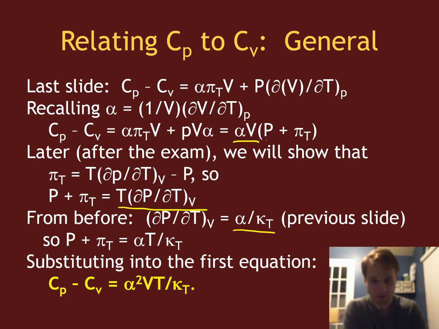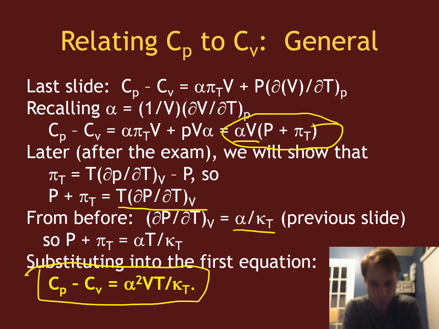Finally, plugging that back up here, we get that CP minus CV is equal to the expansion coefficient squared times volume times temperature divided by the isothermal compressibility. And that is our final relationship between CP and CV. Note that we did not make any assumptions about ideal gases, or about it being a gas even. This is true for solids, liquids, gases, plasmas, whatever phase or state you're in. This is the relationship between CP and CV.